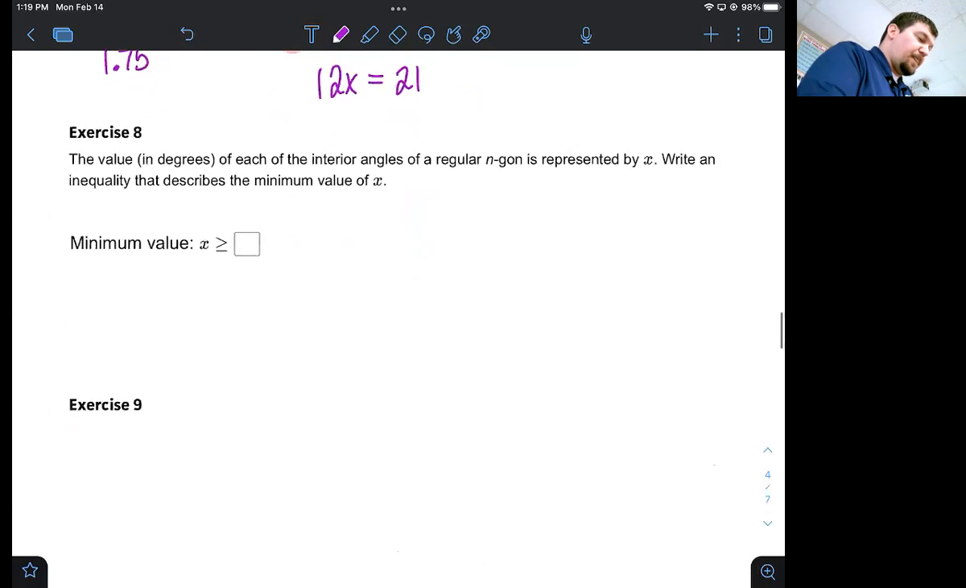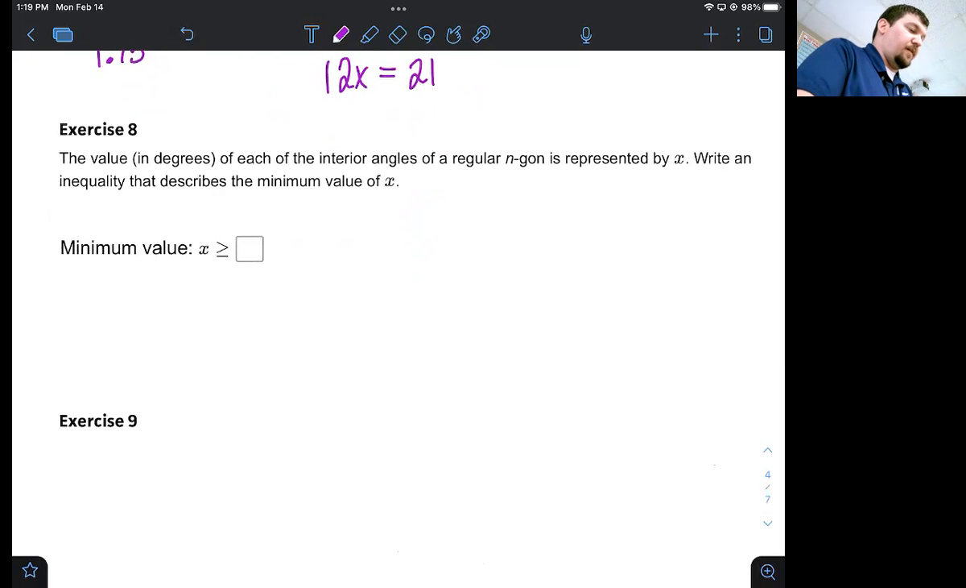Number 8, the value in degrees of each of the interior angles of a regular n-gon is represented by x. So each of the angles inside this n-gon are x degrees. Now, when it says n-gon, that means it could be whatever size you want it to be, except it can't be one-sided or two-sided. The smallest polygon we'll have is a 3-sided polygon. Write an inequality that describes the minimum value of x.